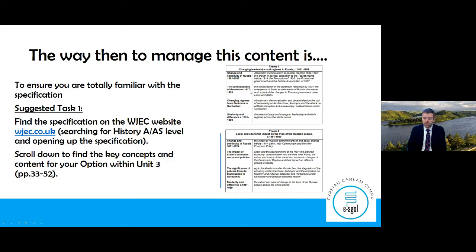Your teacher might have broken it down a bit, but nevertheless, by finding it on that website, you will find the content that the exam board says you need to know, and that any questions they set will be set from. So that's my first suggested task, and that really is your starting point. Without doing that, you won't necessarily be able to manage that content. You won't necessarily be able to take a step forward in applying that content in any essay or any skills-based assessment.